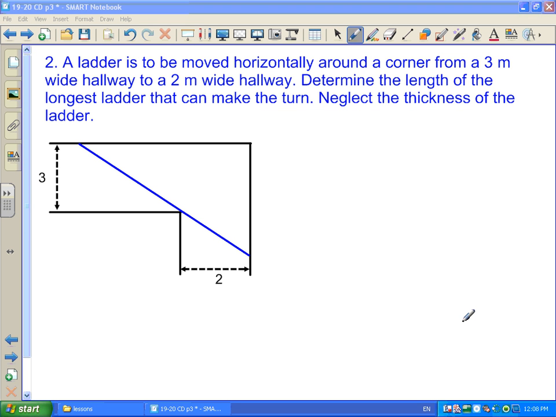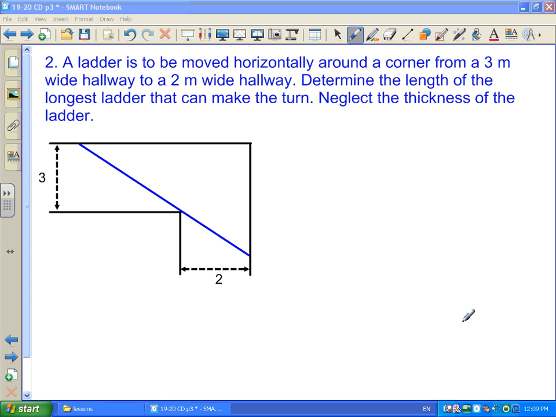So in this question, we're told that we have a ladder that is to be moved horizontally around the corner from a 3-meter wide hallway to a 2-meter wide hallway. We want to determine the length of the longest ladder that can make this turn, and we're ignoring the thickness of the ladder here. So the key to this question is the diagram. I've got kind of an L-shaped hallway. We start at 3 meters wide, and after we make the turn, it's now 2 meters wide.